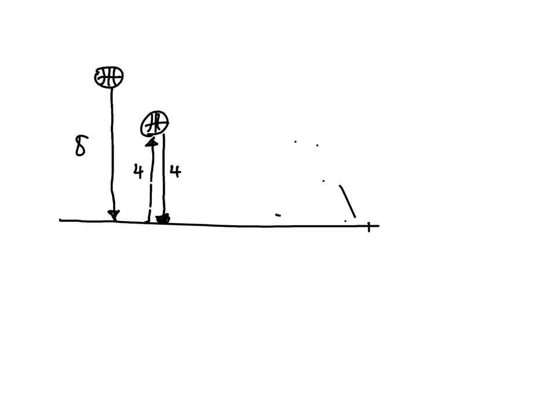And then bounce back up, half of the height. So it's 2, and that's another 2. Sorry, the random lines keep popping up because my hand is on my iPad. And then we have 1, 1, and so on.